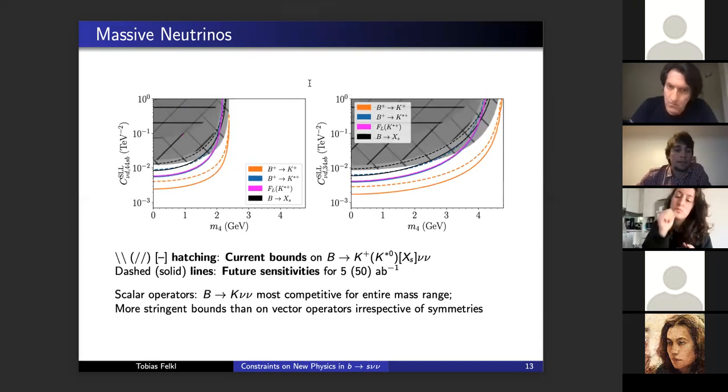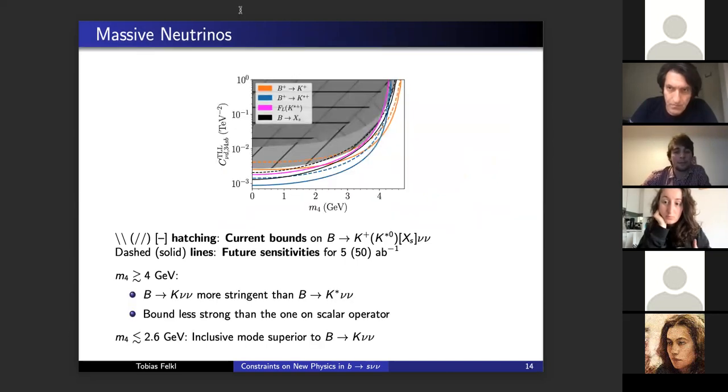Okay, in the case of scalar operators, the situation is as clear as it was for massless neutrinos. B2K is always clearly the most competitive observable of the entire neutrino mass range, and scalar operators also remain more stringently constrained than vector operators, regardless of where you look at the bounds.